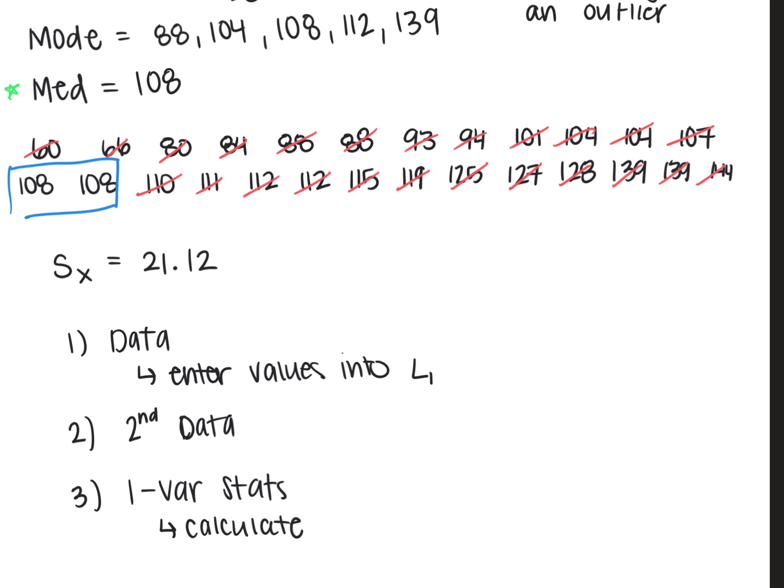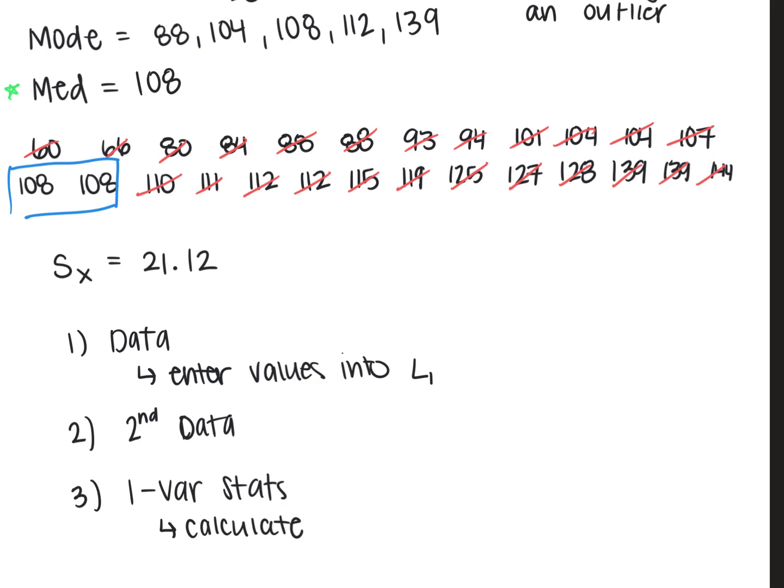So this tells me that I have a fairly large spread in my data. 21.12 is a very large standard deviation. If my standard deviation had been 2.112 or 2.12, then I would say that there was a small spread in my data, so the data is closer to the mean and close to each other. Larger standard deviations indicate larger spread in the data. Smaller standard deviations indicate a smaller spread in the data.